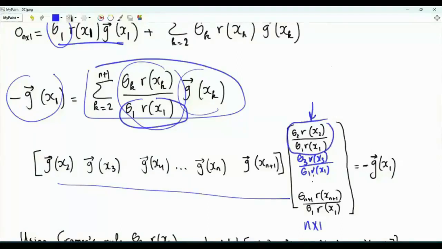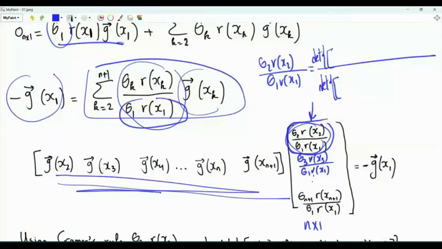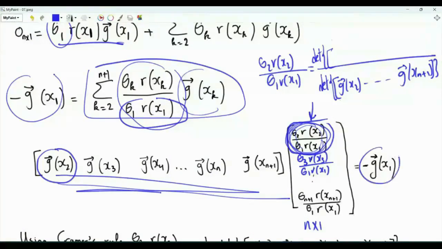Suppose that we want to solve for the components of this vector. Let's start with the topmost element, theta 2 r of x2 divided by theta 1 r of x1. We can obtain this first component by applying Cramer's rule. We can write down this first component as the ratio of two determinants. In the denominator, we have the determinant of the matrix with columns from g arrow of x2 to g arrow of x n plus 1. In the numerator, we have the same matrix, but because we are interested in this first component, we replace the first column by this vector here, minus g arrow of x1.